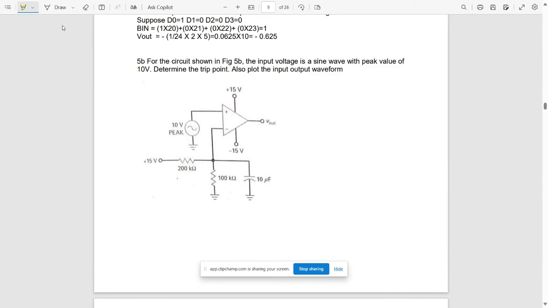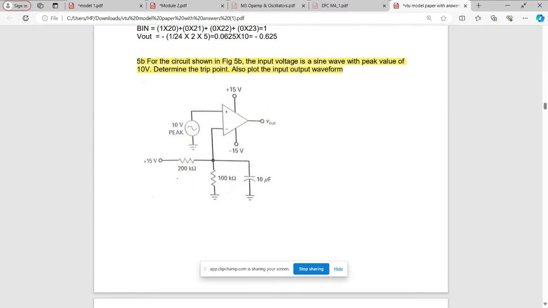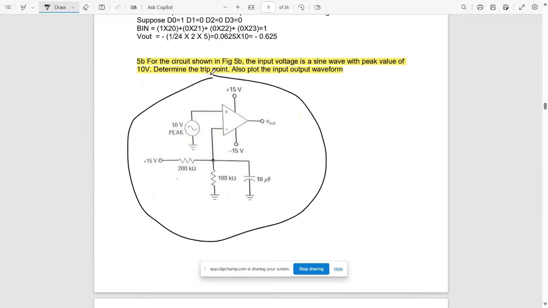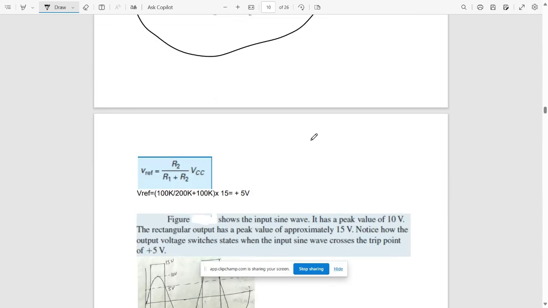Now we'll go to the next question, 5B. For the circuit diagram, the input voltage is a sine wave with a peak value of 10 volt. We need to determine the trip point and also plot the input and output waveforms. So this is your question, and this is the circuit diagram given in the question. Here we can see that the input wave is a sine wave, as given in the question. We need to plot the input and output waves.